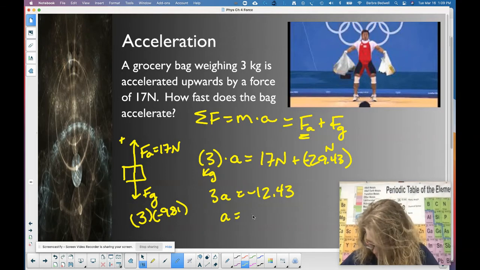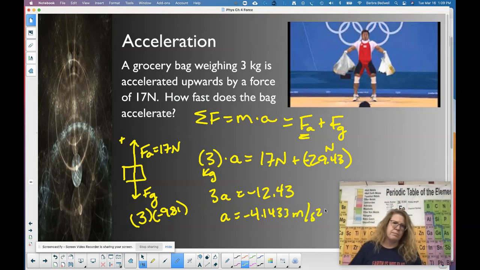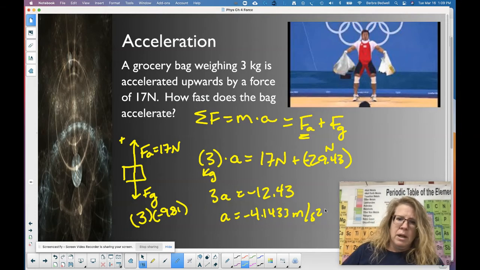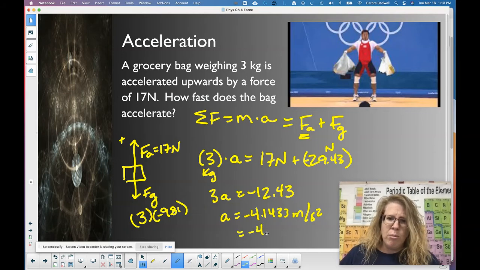Acceleration is negative 4.14 and some change, 4.1433333. And this is meters per second squared. Now, what the heck does this mean? All right, how is this possible? If we've got an acceleration of negative 4, we got like 1 or 2 sig figs here, depending on how I want to do it. Acceleration of negative 4.14. What does that mean?